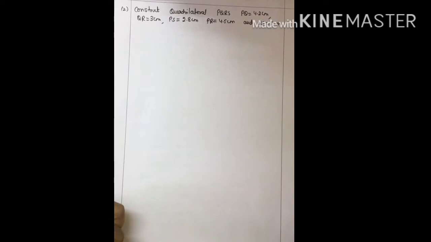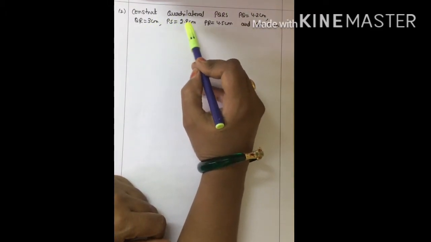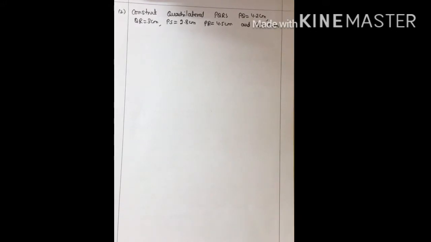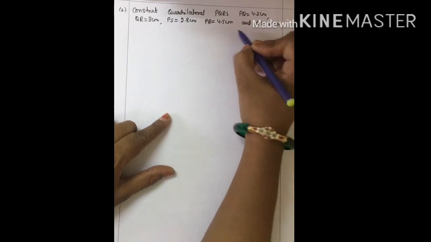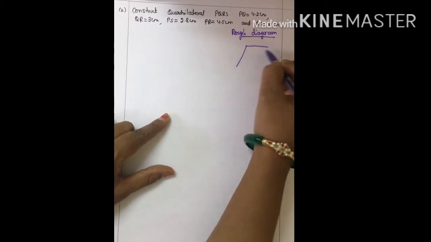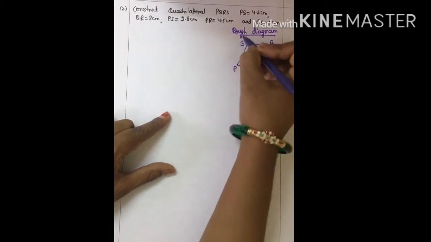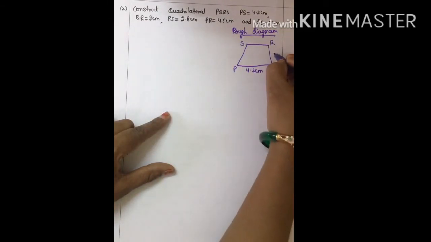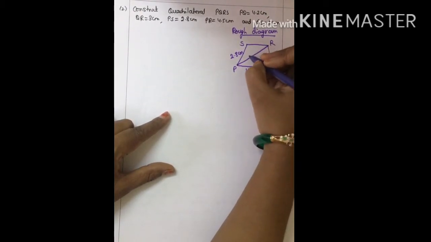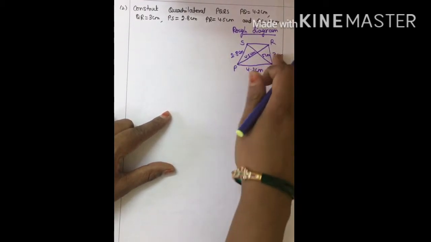Coming to the next question, the second one: construct a quadrilateral PQRS, with PQ 4.2 centimeters, QR 3 centimeters, PS 2.8 centimeters, PR 4.5 centimeters and QS 5 centimeters. This is also 3 sides and 2 diagonals given, children. So first draw the rough figure of the quadrilateral. If you draw a rough figure, then it is very easy to draw the original figure. So here PQRS. What is given? PQ 4.2 centimeters and QR is 3 centimeters, PS 2.8 centimeters, and PR is this diagonal, 4.5 centimeters, and QS is the other diagonal, 5 centimeters.